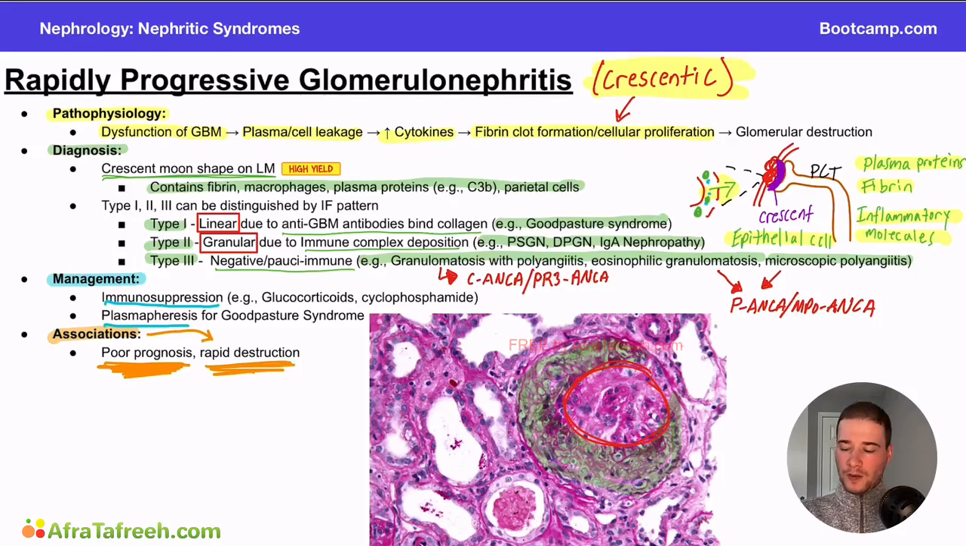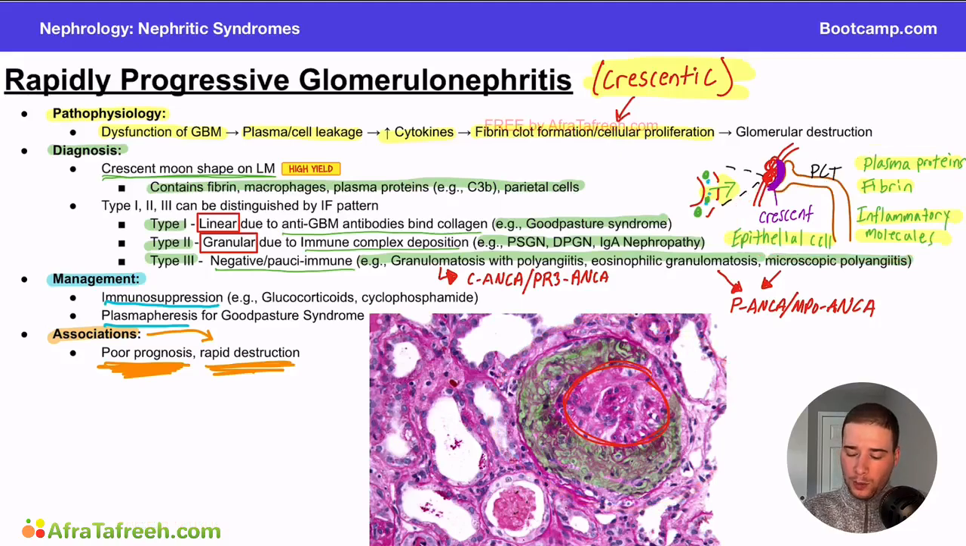So in summary for this video, the key points I want you to take away here is that, again, the pathophysiology, as with all of the other conditions, involves damage to our filtration system. Specifically here, we see these crescentic shapes. The reason is that we have the leakage of all of these substances over here, and the deposition of these substances leads to a classic finding of a crescentic moon shape on light microscopy.